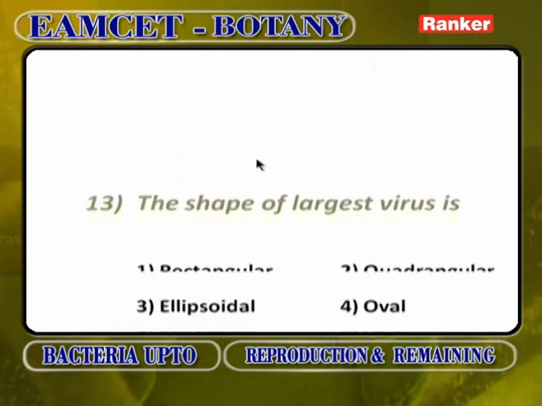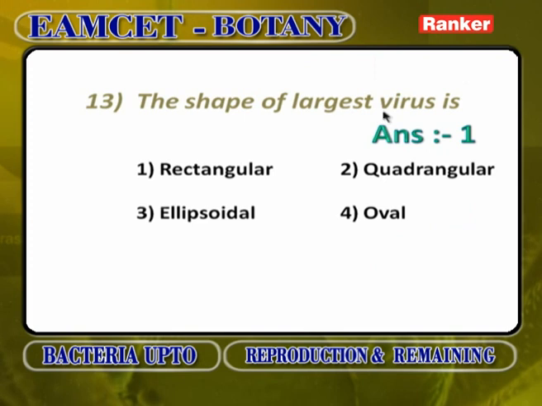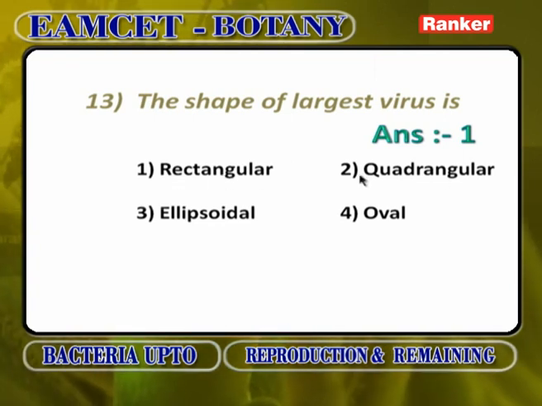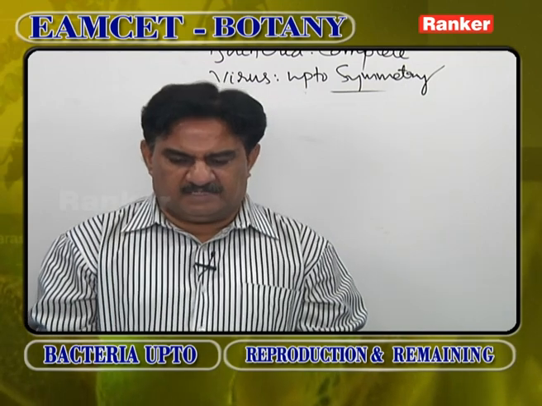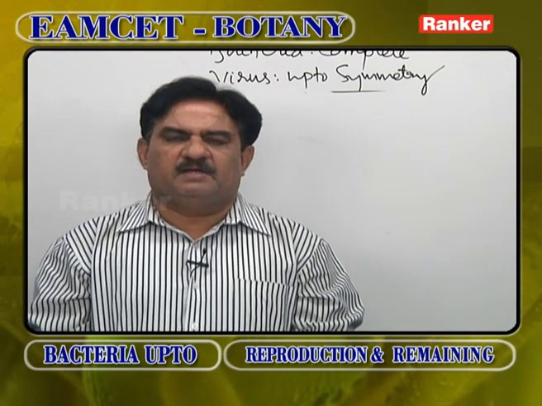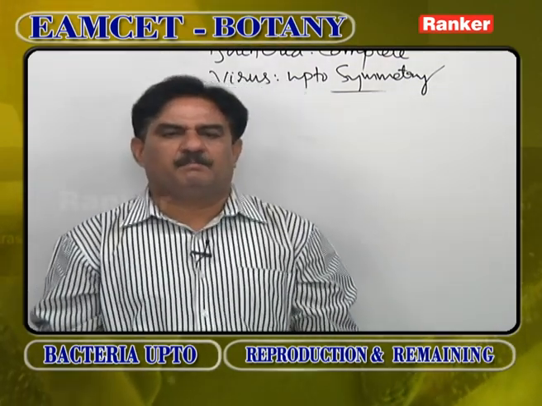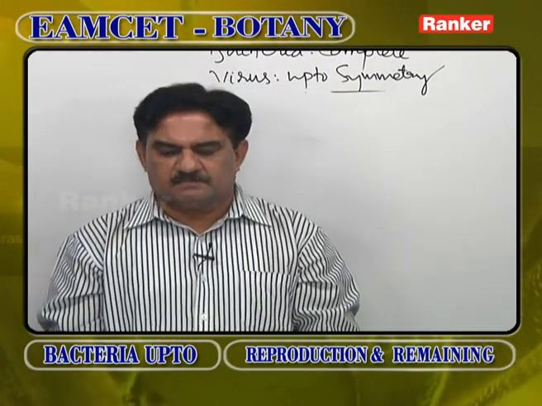Next, the shape of the largest virus. The largest virus, as I just told, is vaccinia virus. The shape of vaccinia virus is rectangular, brick shaped. It is popularly called a brick-shaped virus. It is not quadrangular, not ellipsoidal, not oval; it is rectangular or brick shaped.